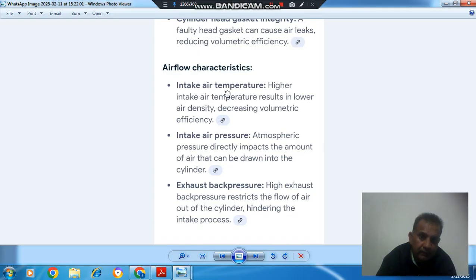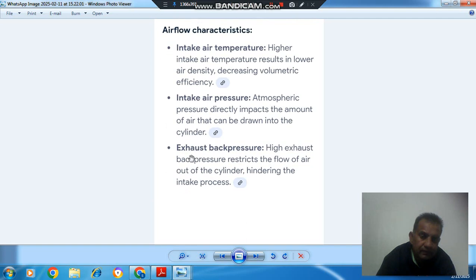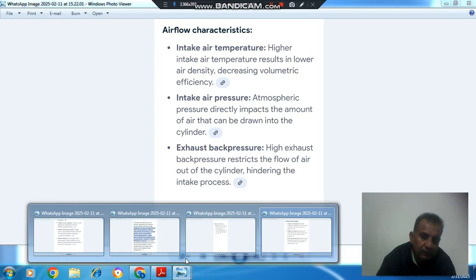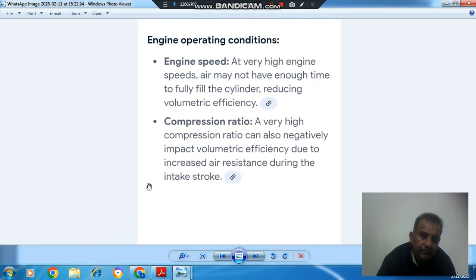First is your intake air temperature. Higher intake air temperature results in lower density, decreasing volumetric efficiency. So higher temperature, lower will be the volumetric efficiency. And intake air pressure. Atmospheric pressure directly impacts the amount of air that can be drawn into the cylinder. Next is exhaust back pressure. High exhaust back pressure restricts the flow of air out of the cylinder, hindering the intake. Okay, so these are the most important factors that can be written in the exam.